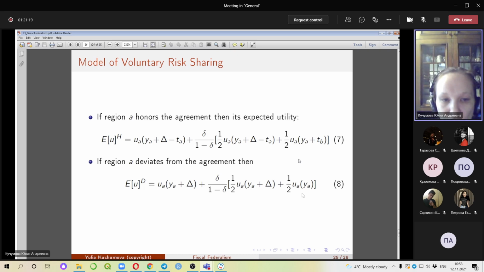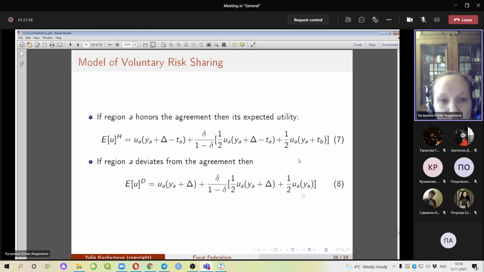And we want to write down the expected utility for the first and the second strategies. We want the expected utility for honoring the agreement to be higher than from deviating from the agreement. And if it's like that, then we can support the risk sharing agreement as an equilibrium, right? So let me explain where the expected utility from honoring the agreement comes from.